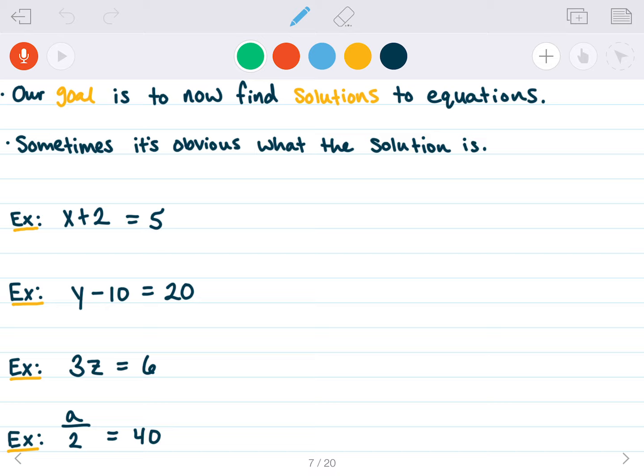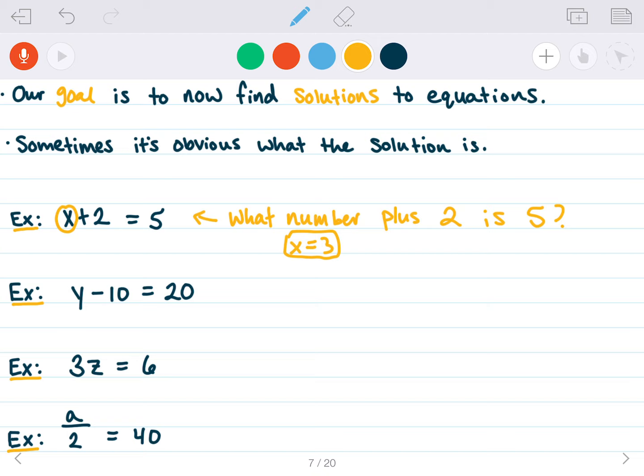So the whole goal of this section is to find solutions to equations. Sometimes it's really obvious. Like if you have a super simple equation, it's obvious what the solution is, what the missing number should be to make the equation true. So for example, if we look at number 1, what this is asking is what number plus 2 is 5? That's what this says in words. When we are looking for variables, we're looking for the missing number that makes the statement true. So what number plus 2 is equal to 5? Well, that has to be 3. And that is kind of obvious from looking at this. So we just found a solution to this equation.